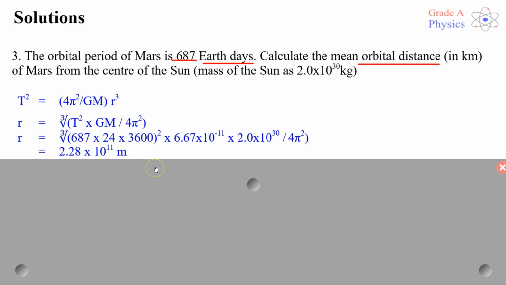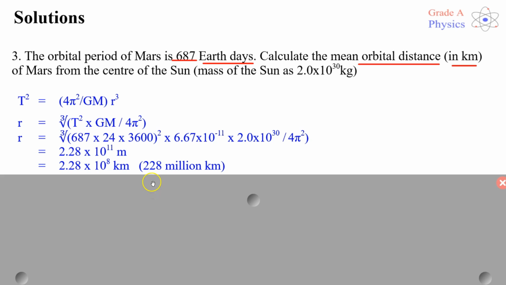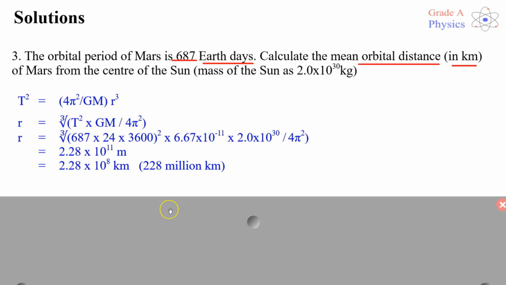And again, we get this really big number. Watch out in the question. It might say meters, it might say kilometers, and it'd be really frustrating to lose that easy final mark by forgetting to divide by 1,000. So always check what units the question is asking for. So we get this rather large distance here.